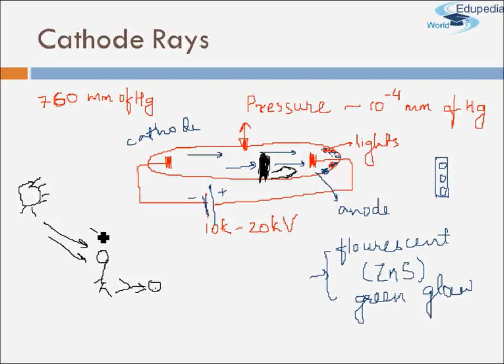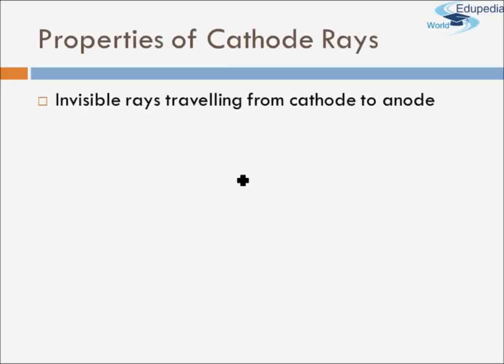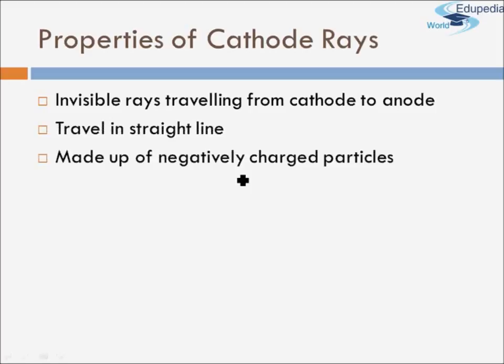And obviously these rays were invisible. They could only be observed at the anode end and by the obstruction placed in between, but they could not actually see the rays traveling from one end to the other. So this is one of the first properties that they observed of cathode rays. They were invisible rays traveling from cathode to anode. These rays traveled in a straight line, and these rays were made up of negatively charged particles.